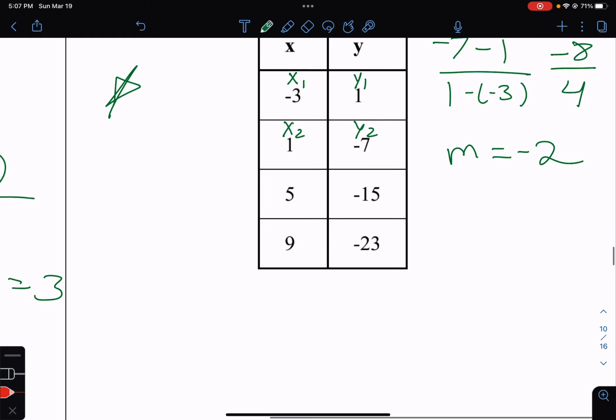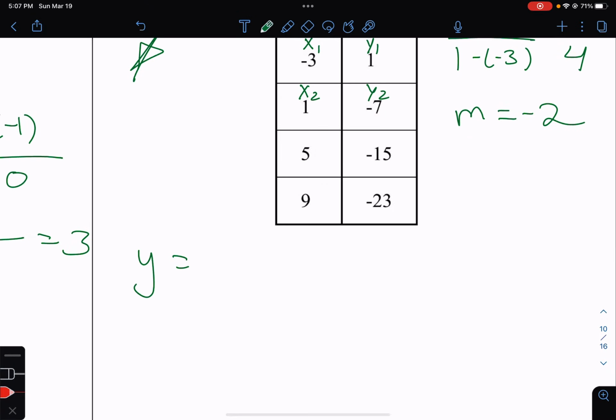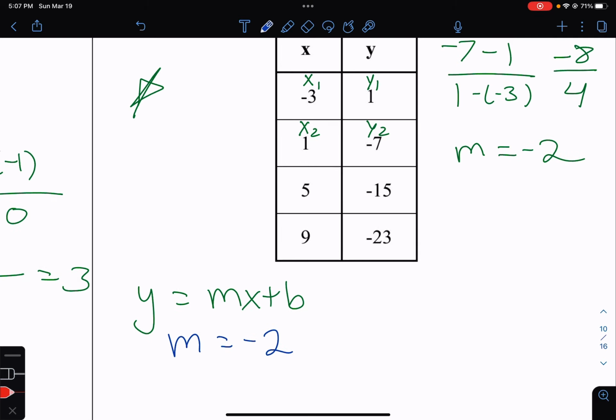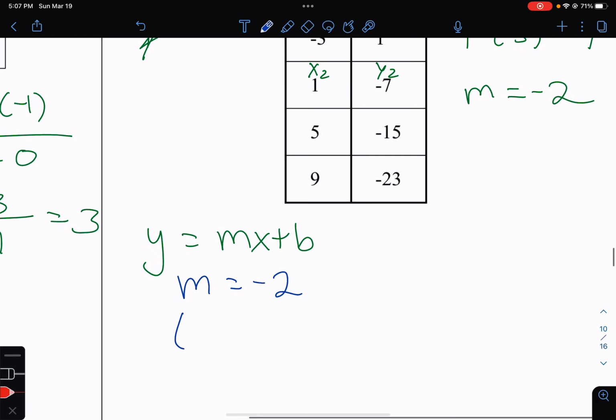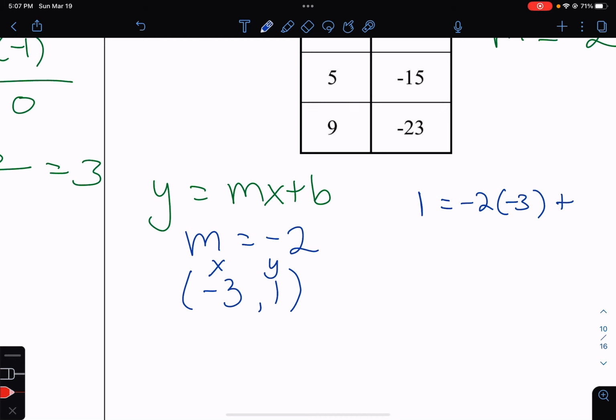Again, they did not straight up give us the y-intercept, so we're going to have to plug in here. We're going to use y equals mx plus b. We know what our m is. They didn't tell us, we calculated, that m is negative 2. And we can pick a random point from here and plug in for x and y. So we'll just use our first one, which is negative 3, 1. We plug this in for x, and this in for y. So we get 1 equals negative 2 times negative 3 plus b.